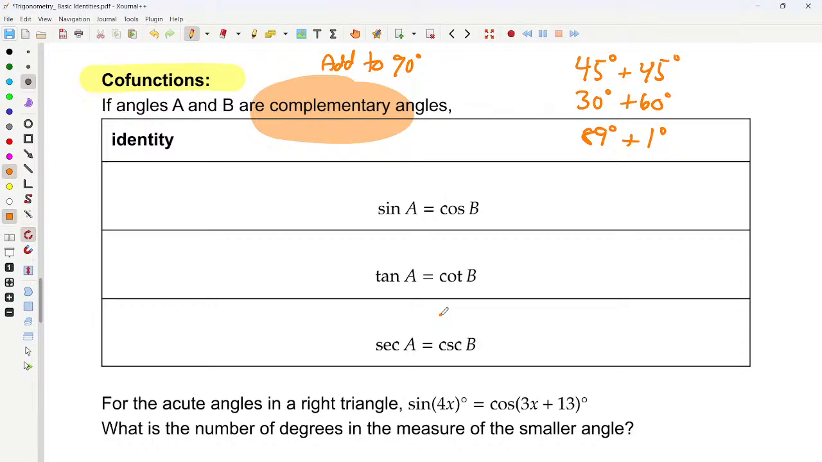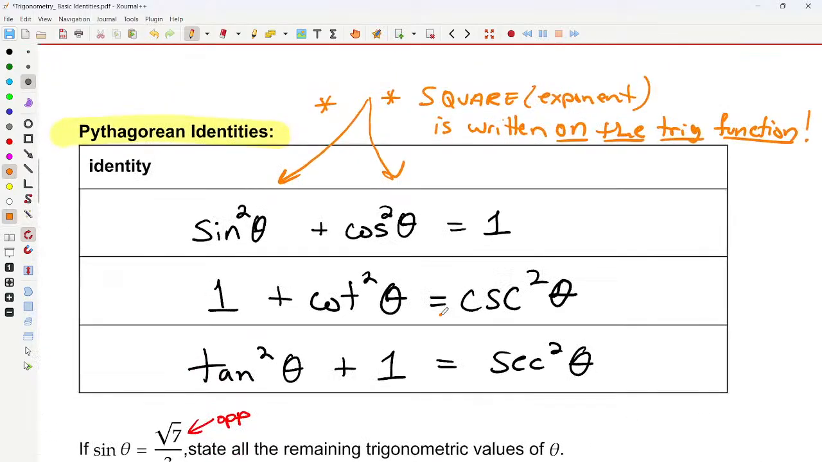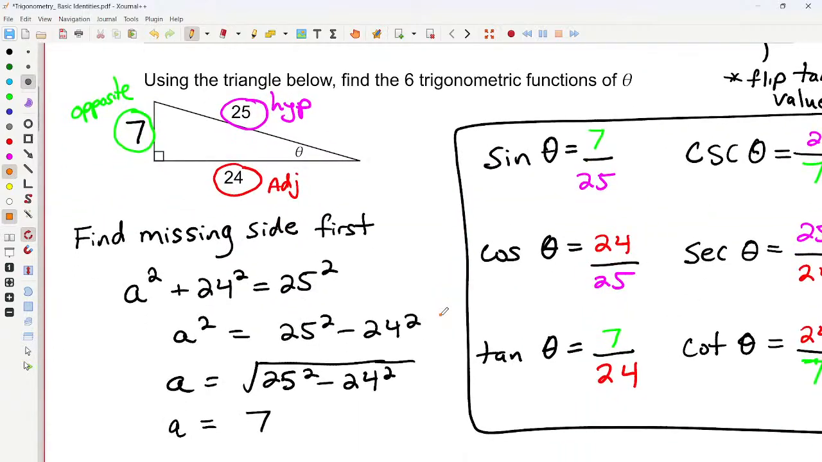And I wish I could say it's a creative shortcut, but it's actually not a shortcut at all. It literally is the sine of an angle is equal to the cosine of its complement. The tangent of an angle is equal to its complementary cotangent. The secant of an angle is equal to its complementary cosecant. What is all that saying?